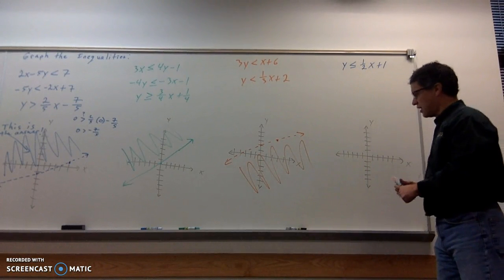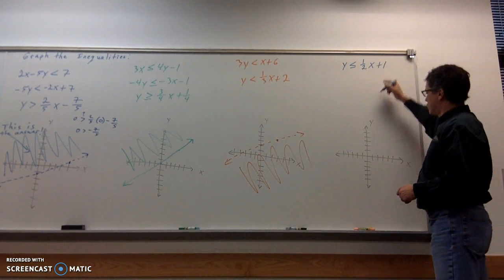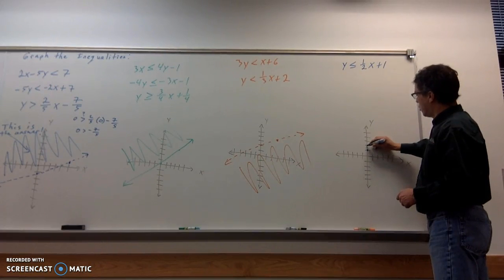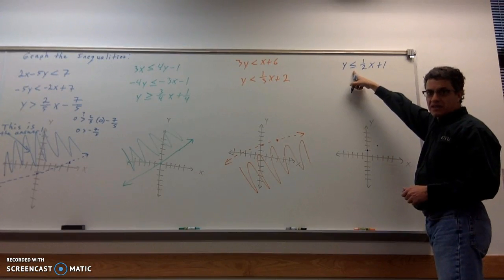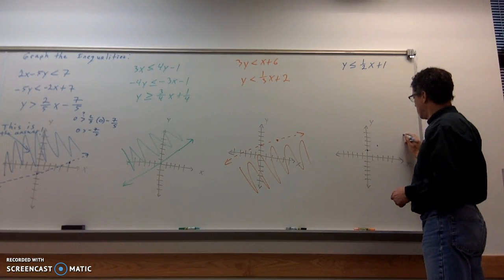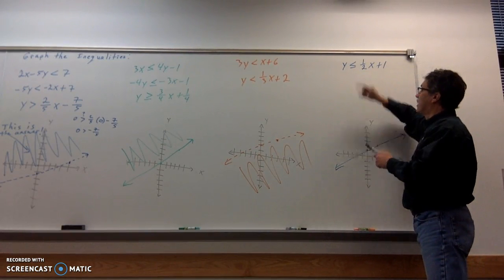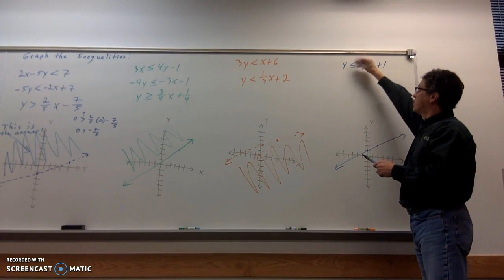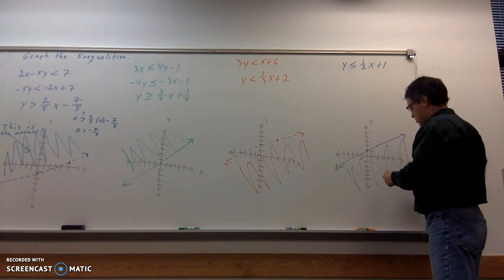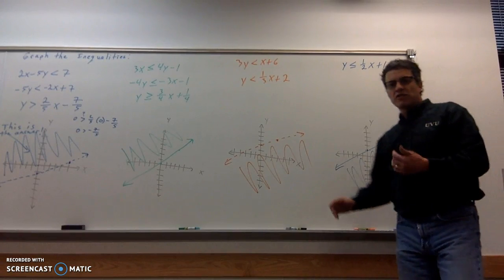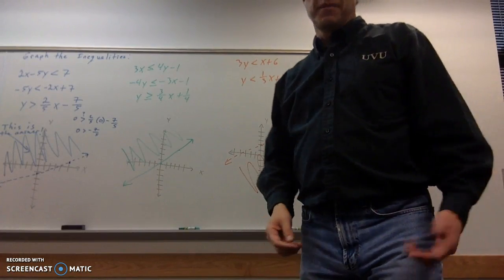Done. Next. This one's already set up nice for us. My y-intercept's at 1. I'm going to go up 1 to the right 2. This one is a solid line because it's less than or equal to. It's not eating the y. It's y is less than the rest. So I'm not eating the y, so I'm not shading the sky. I'm shading below. So those are the 4 types of situations you're going to run into when you're graphing inequalities. Hope that works.